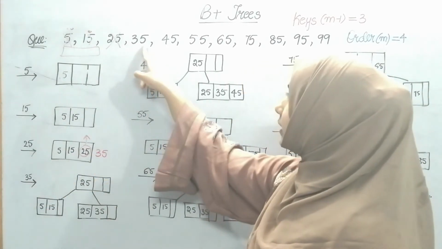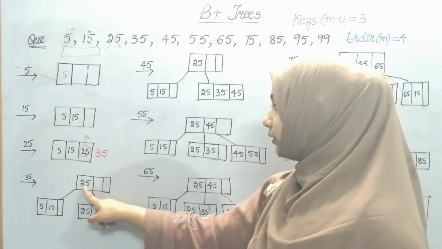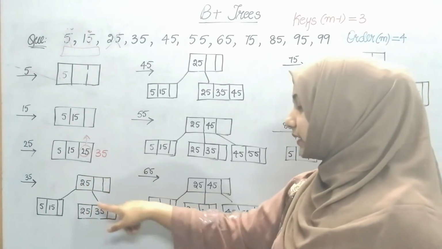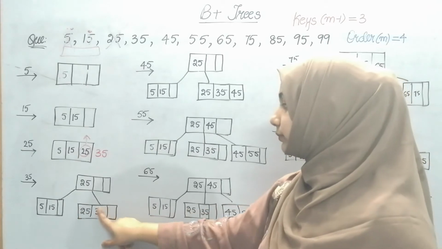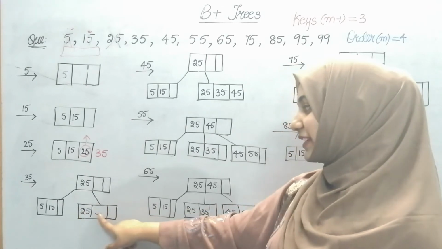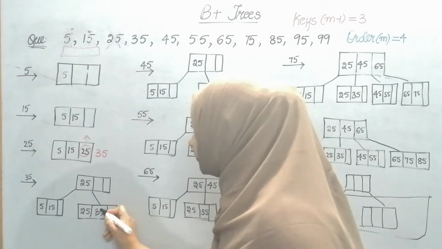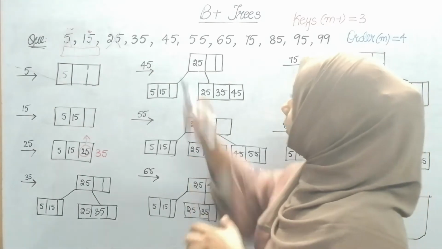So now the next element is what? 35. I need to insert 35. So if you see here, 35 is greater than 25, right? So I need to go to the right side. On the right side, if you see here, this is 25, right? So obviously I need to insert 35 here. Okay? Clear? Now next. 35 is done.